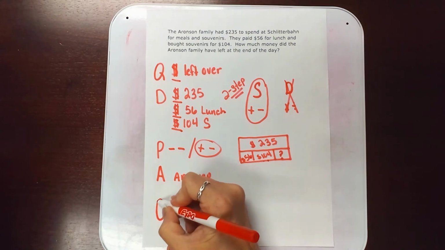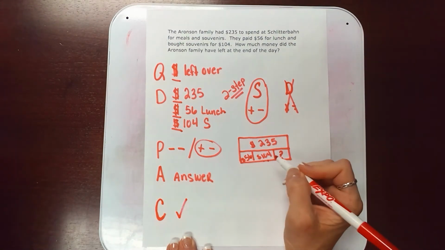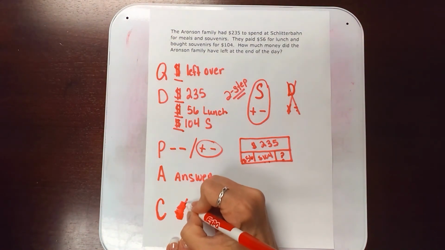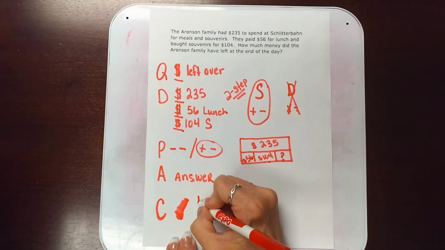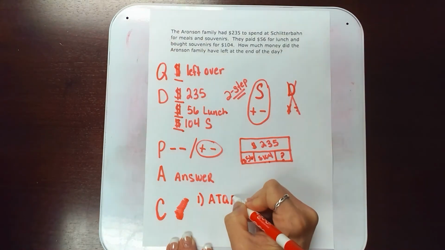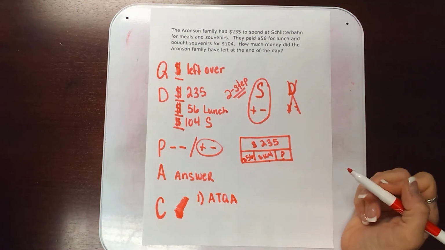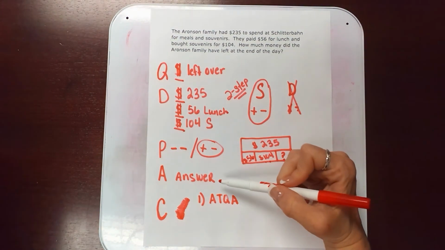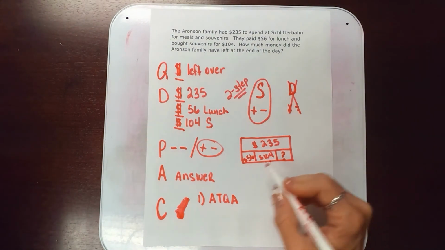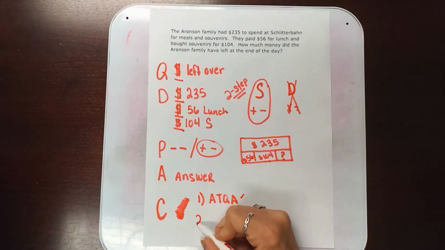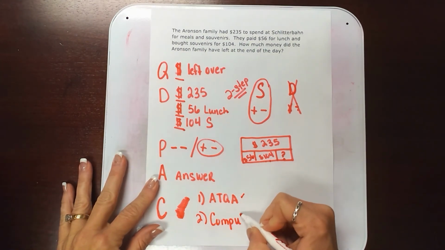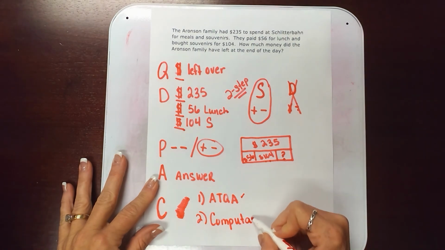And then we check. Now, please do not let students do this, where they just place a check mark there. We're not having them do that. That doesn't mean they've done anything. There are 2 purposes to a check. The first one is, did I answer the question asked? Or as I call it, ATQA. Did I find out the amount of money the family had left over? If I did, great. I also want to check my computation. Did I make any errors adding and subtracting?